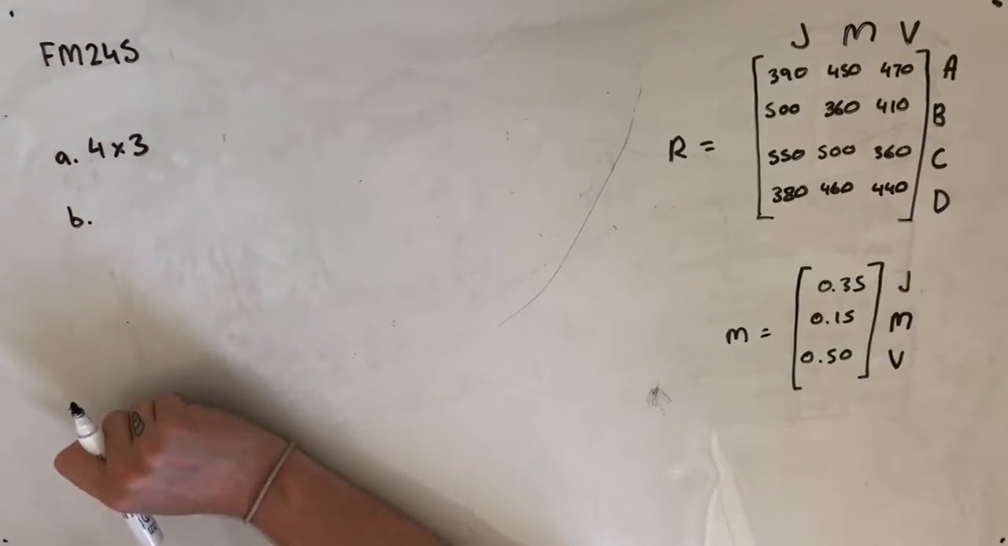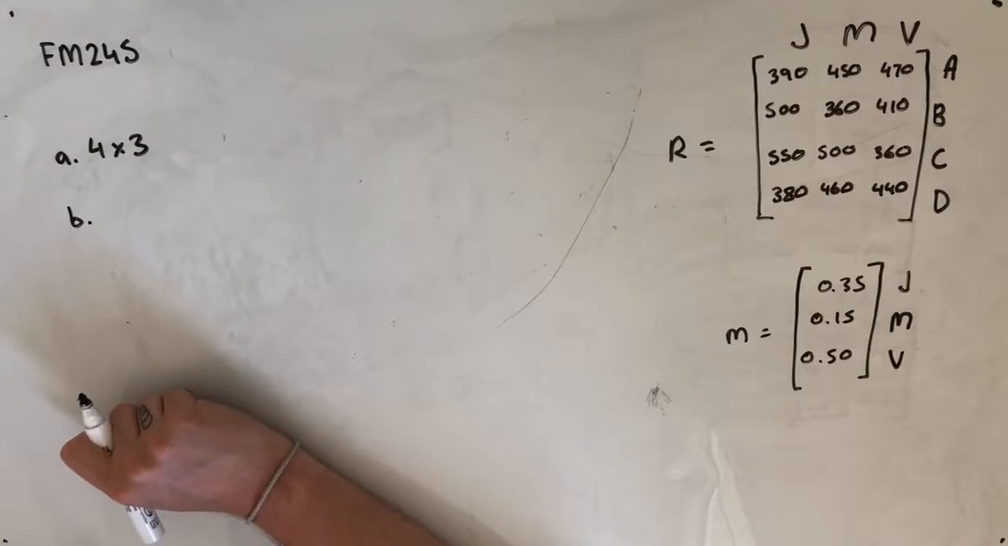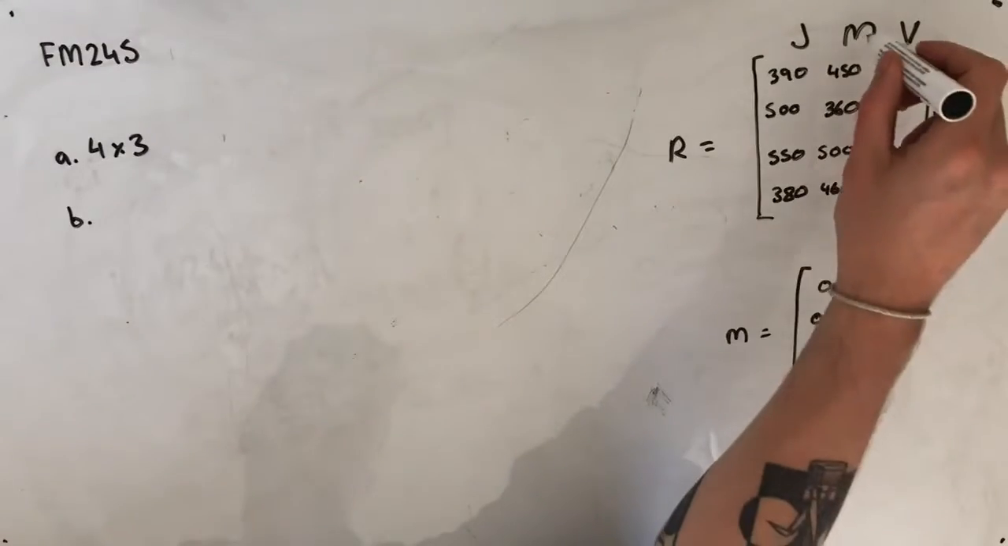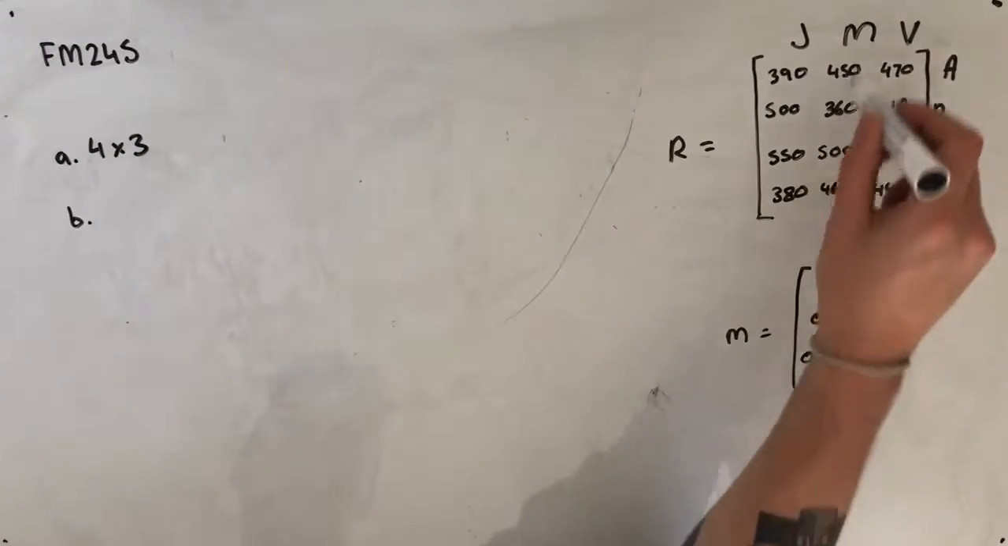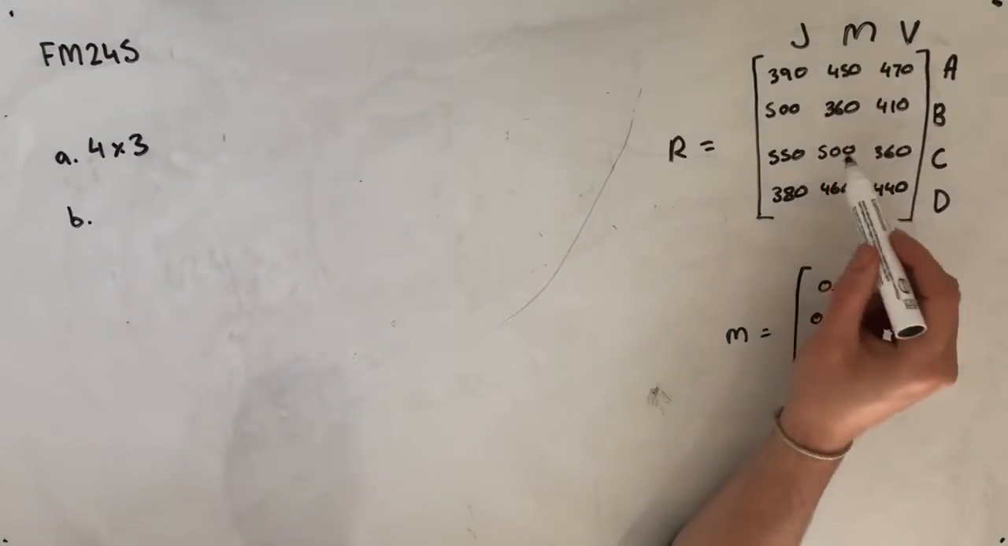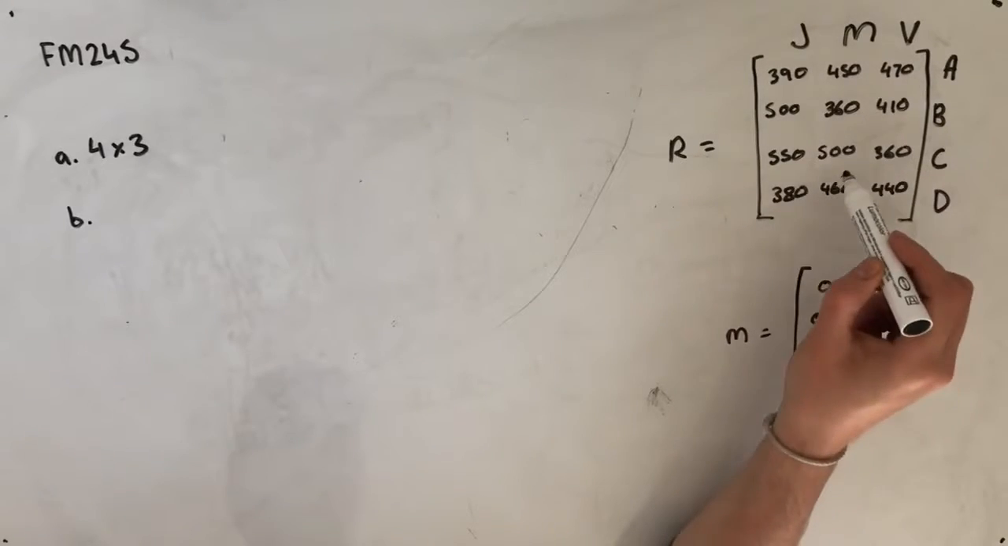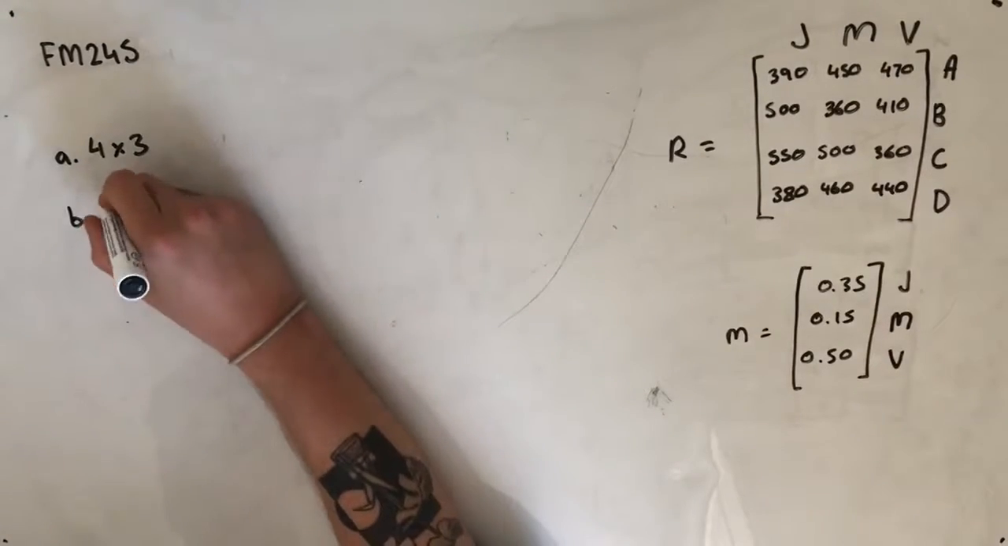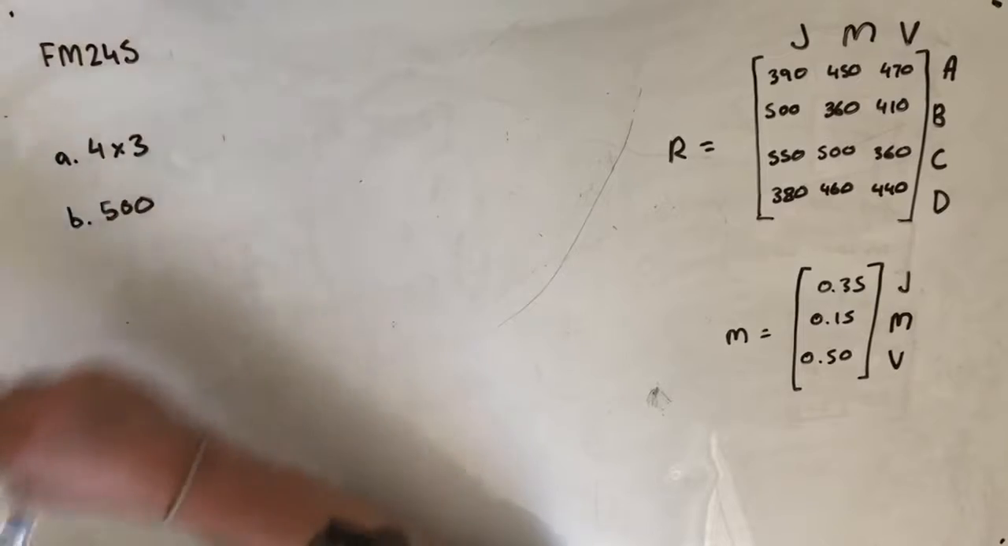B then says, how many Michaels live in quadrant Charlie in 2018? So we're looking for Michaels in quadrant Charlie, so we're looking at the 3rd row, 2nd column here, which tells us that we've got 500 Michaels living in quadrant Charlie.